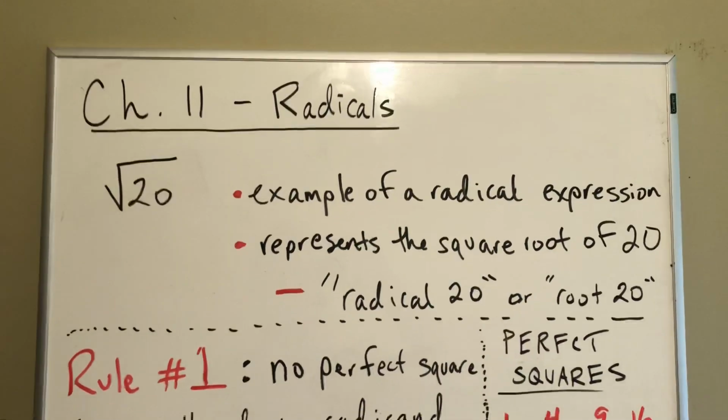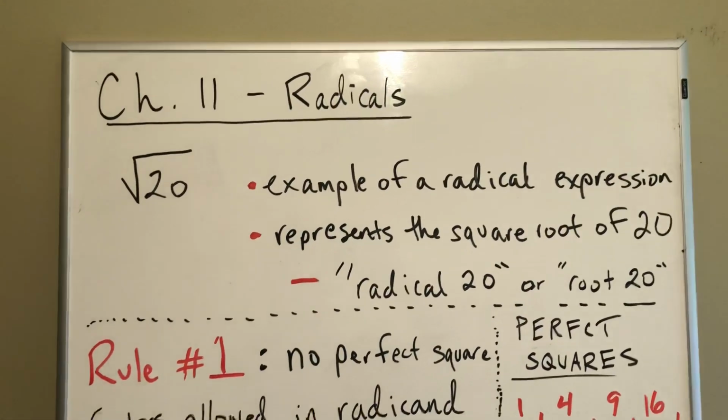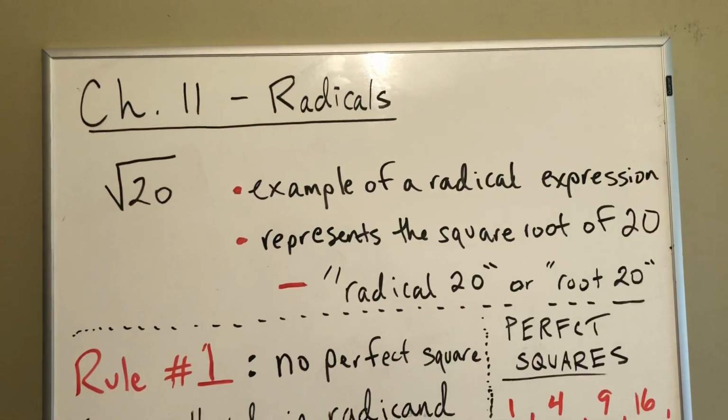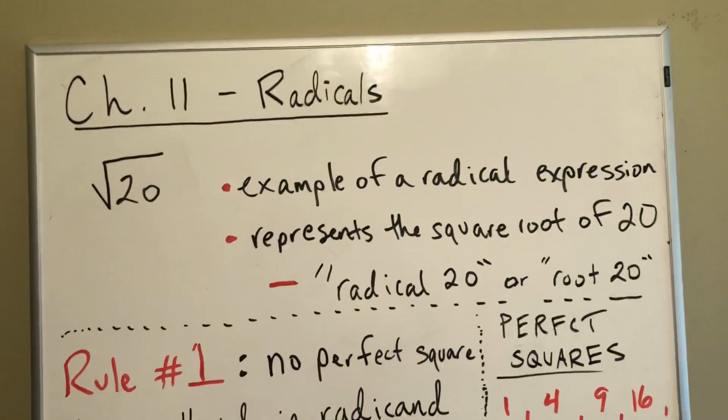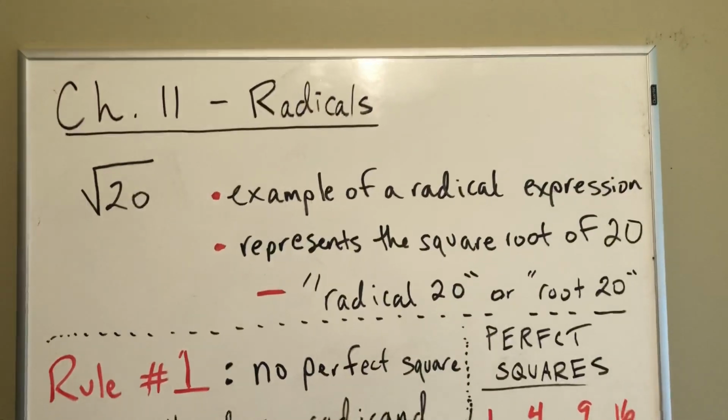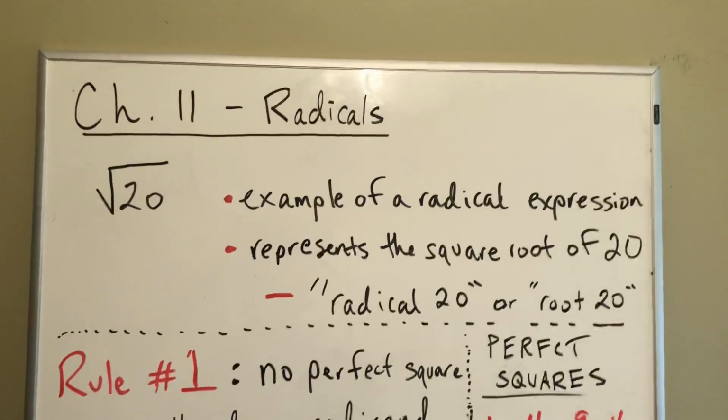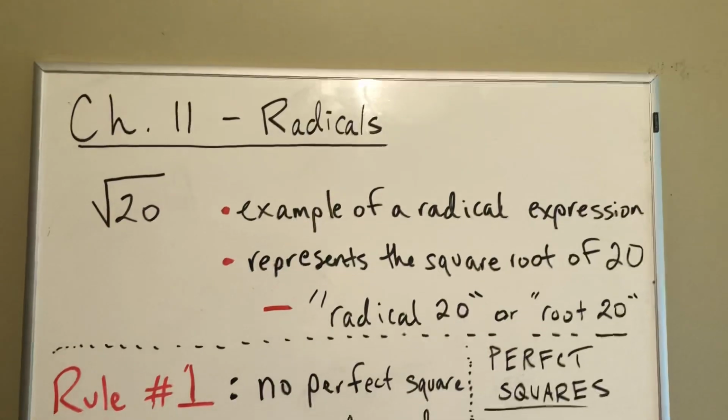Today, we're just going to learn one rule and one property. So right here at the top, we have radical 20, an example of a radical expression. Note the difference between an expression and an equation. We will look at some equations in 11.3. So this represents the square root of 20.